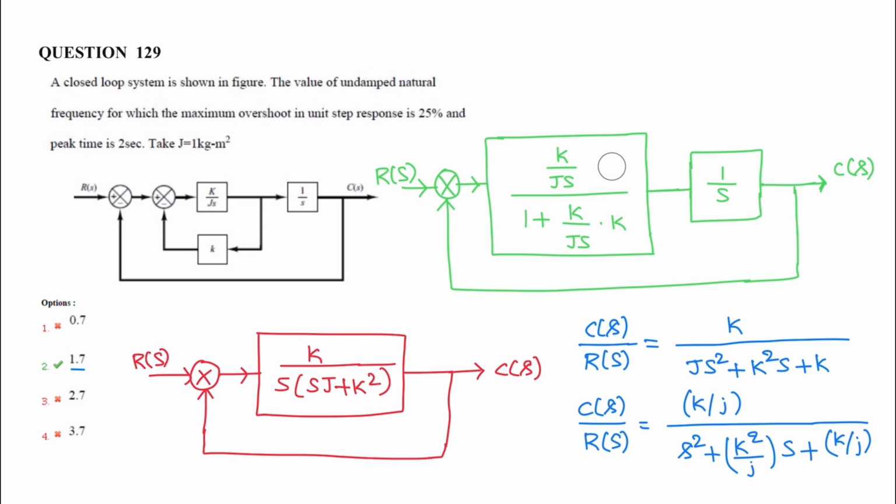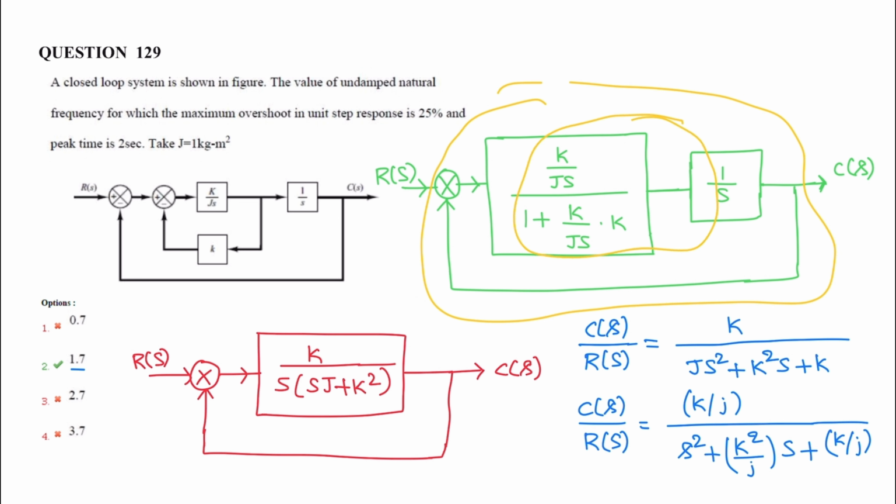Next, again it will form a closed loop. These two elements are in series, so the product of the transfer functions, cascaded, will form a single element like this, and again it is a closed loop transfer function. From this C of S by R of S, this is the final expression.